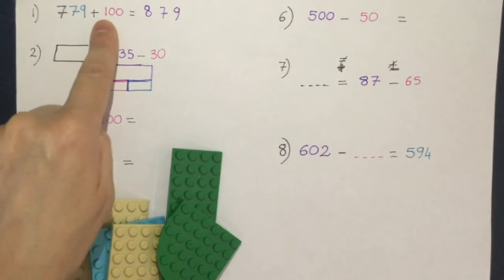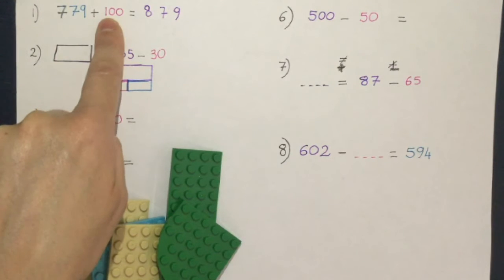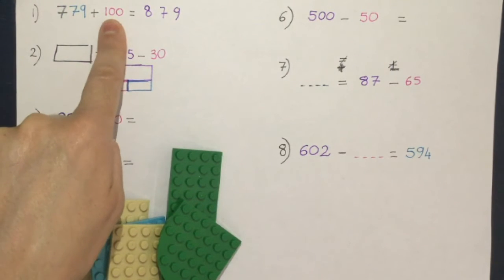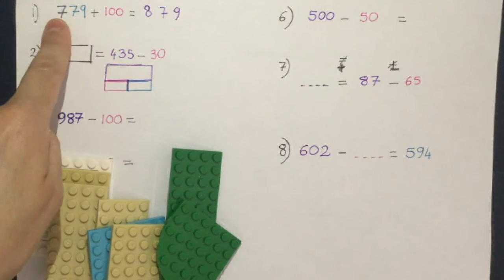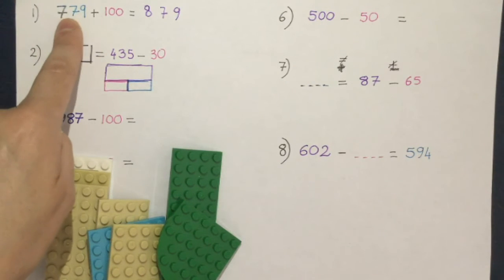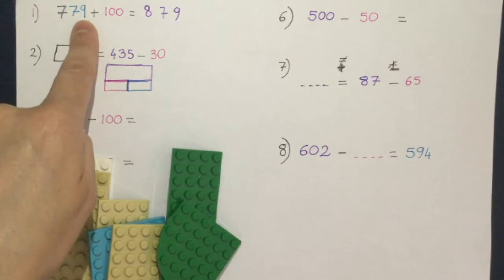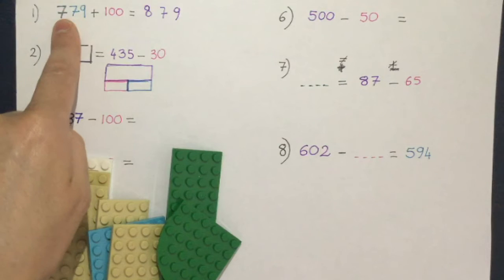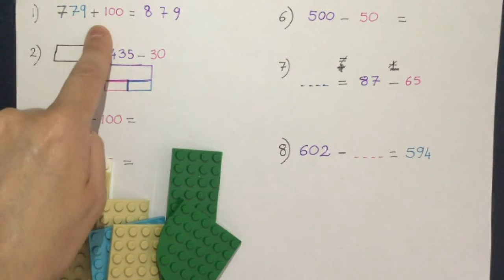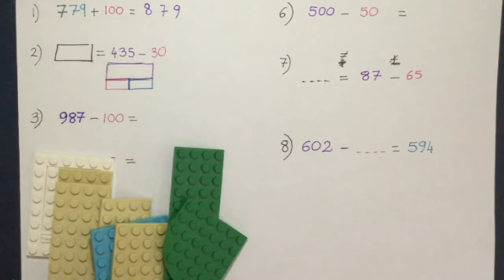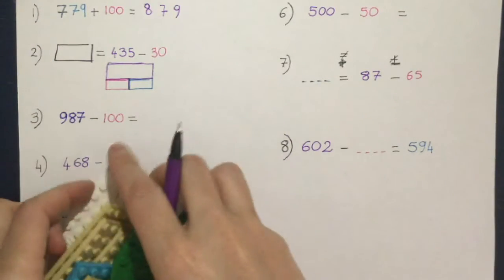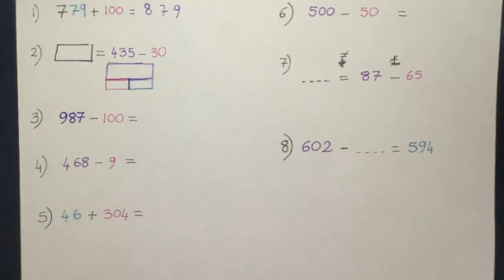Mentally, when I see a multiple of 10, I focus on what value it is. Okay? The 1 stands for 100. So I focus only on the hundreds and I leave the other digits as they are. Okay, 779 plus 100 equals 700 plus 100, 800, and the rest stays as it is.